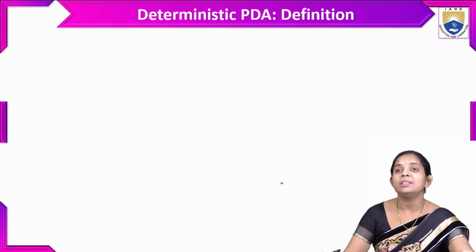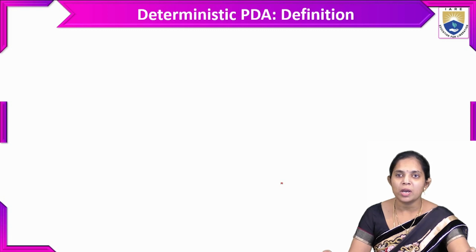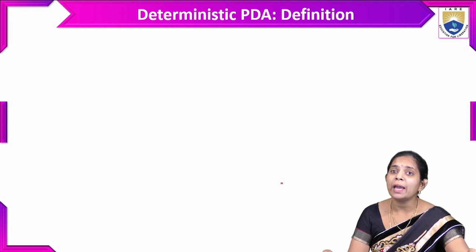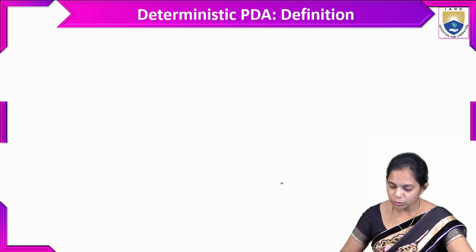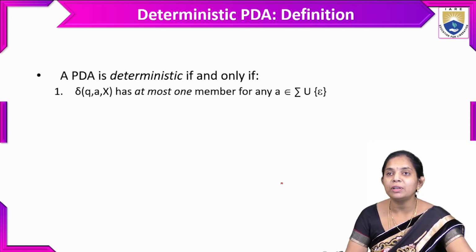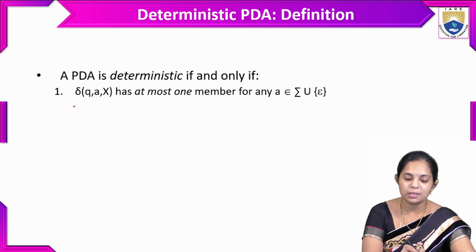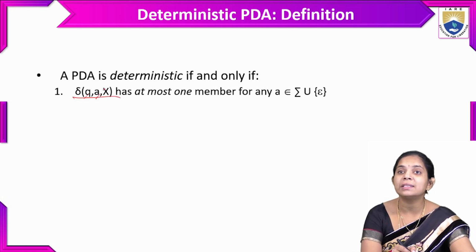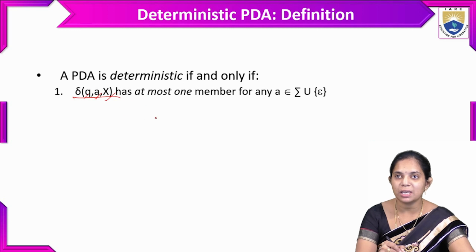And what is the definition of a deterministic pushdown automata? As we already discussed, there is no guessing here, so we have to combine the epsilon symbol also. So how to define this? A pushdown automata is deterministic if and only if, in the transition, Q is the current state, A is the input symbol which is to be consumed, and X is the top of the stack symbol.